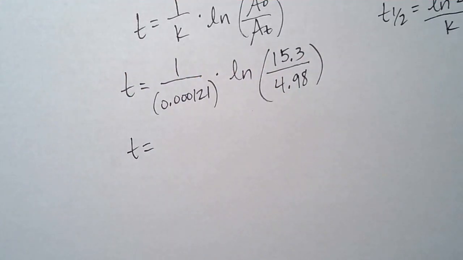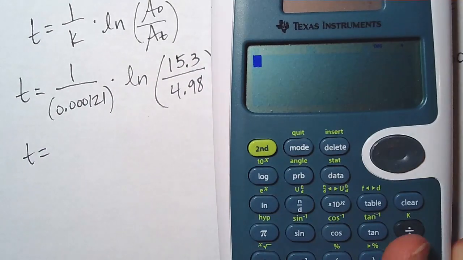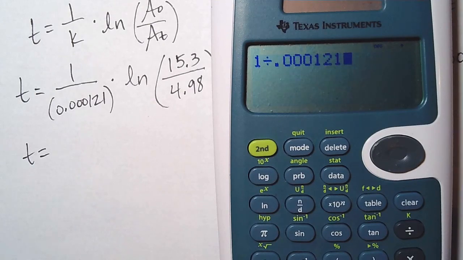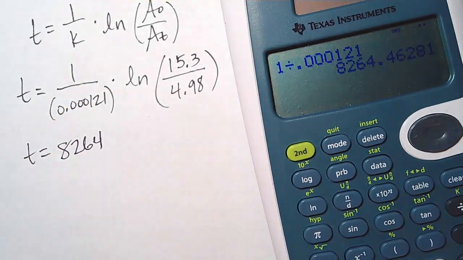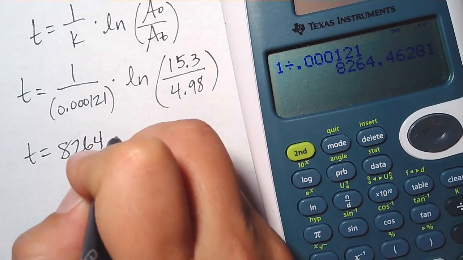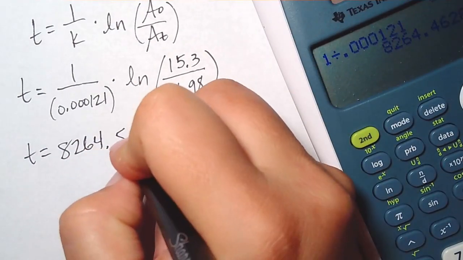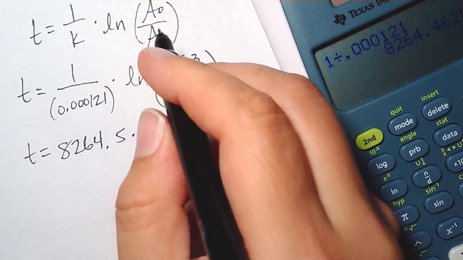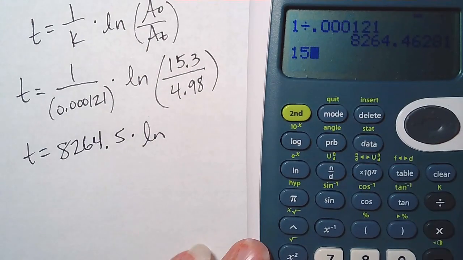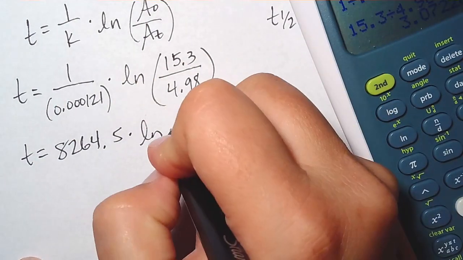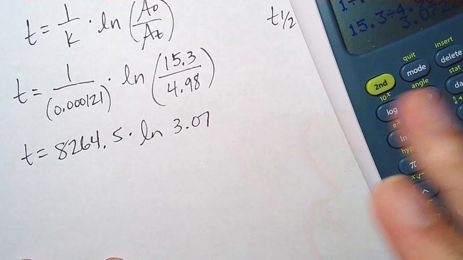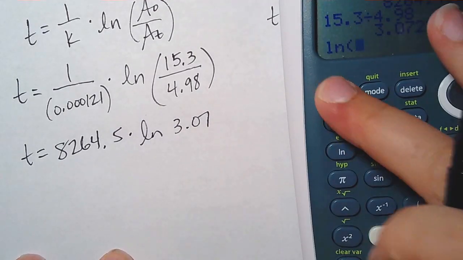1 divided by 0.000121. 8,264. Call that 8,264 times ln 15.3 divided by 4.98. 3.07. Alright, let's do the ln of that. 1.122.